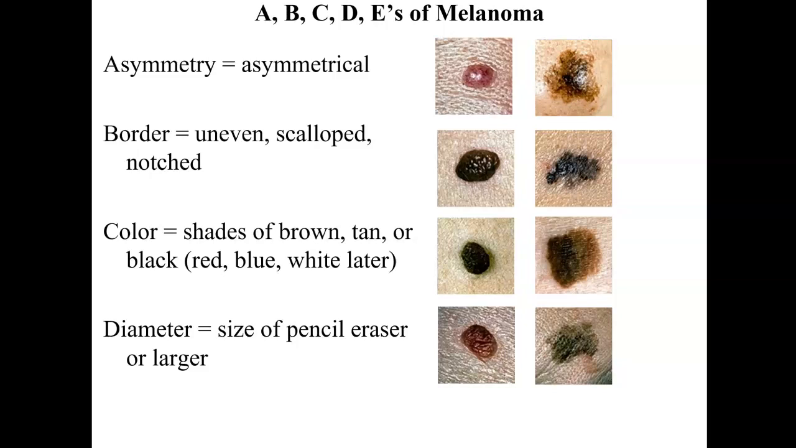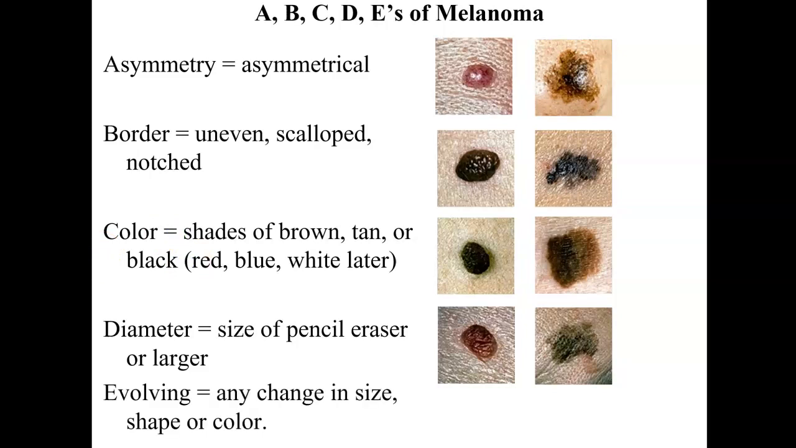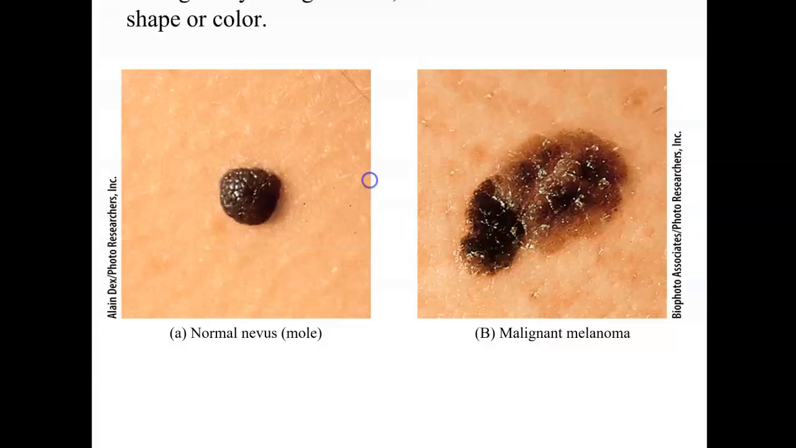Diameter is another one. So if it's the size of a pencil eraser or larger, definitely go get it checked out. If it's smaller, keep an eye on it. And evolving. So any change in size, shape, or color could indicate that it may be changing over into a malignant form. So also go get that taken care of and checked out. So a normal mole you see on the left-hand side. Malignant melanoma you see on the right-hand side.